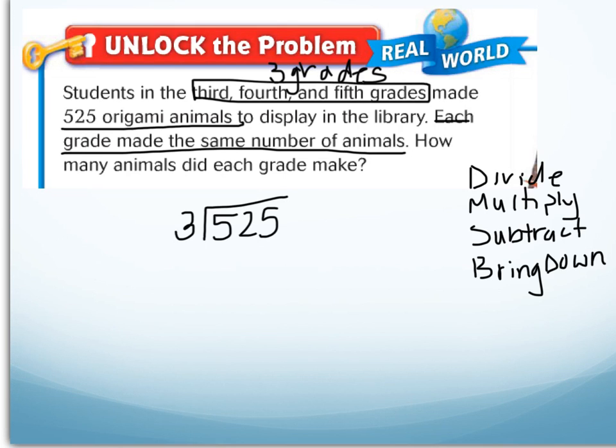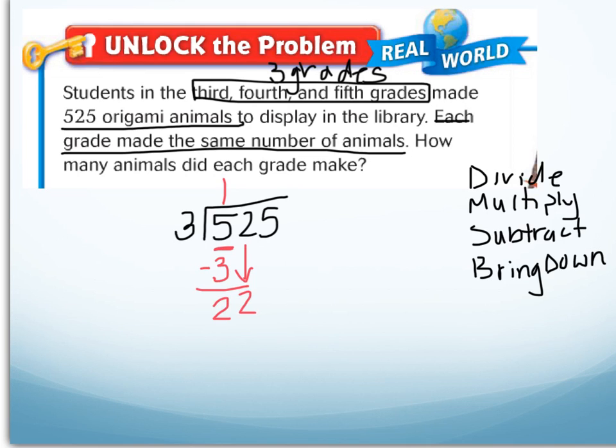If I do 525 divided by 3, I'm going to start by asking myself, if I have 5 hundreds and I want to divide it into 3 groups, I can put 100 in each group. That's my division part. 1 times 3 is 3. There's my multiply. Subtract: 5 minus 3 is 2. I have 2 hundreds left. And now I'm going to bring down the 2 in the tens place. What I have left in this problem is 22 tens and 5 ones.